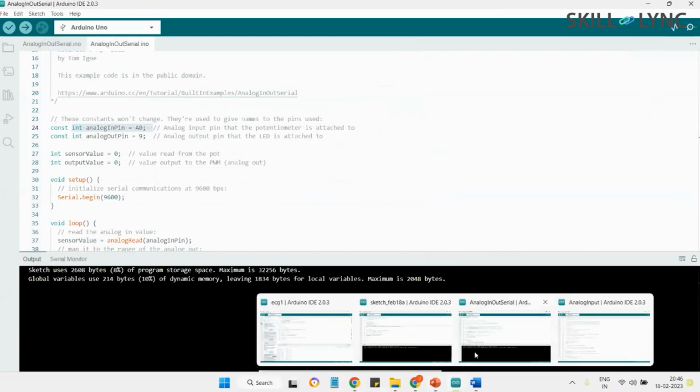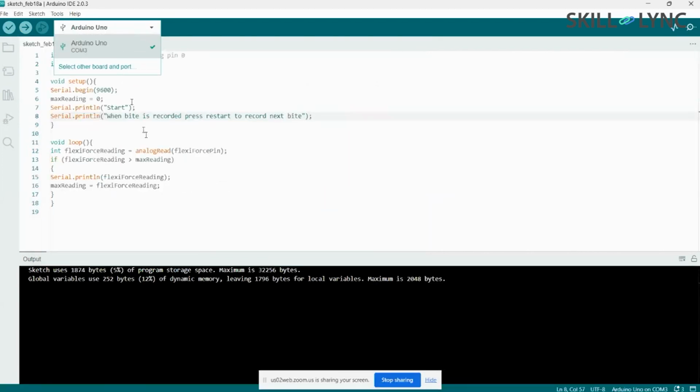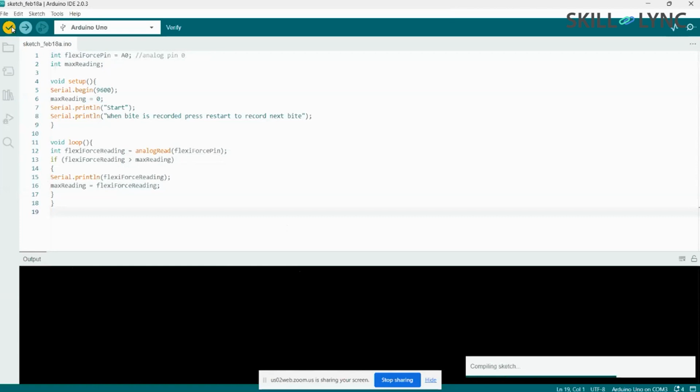So let me explain. That serial monitor will generally be used for monitoring these kinds of small sensor parameters. As you could see, I had declared a variable, the FlexiForce pin, which is given to the A0 pin. This is my analog pin out. So int will be the maximum reading, and in the main program I am defining the baud rate and the max reading variable, and I'm starting my program to begin. So my value is my analog read: int flexiforce is equal to analogRead of the FlexiForce pin, A0. If the FlexiForce reading is greater than the maximum reading, then go for the loop, otherwise come out. This is the general thing I had used.